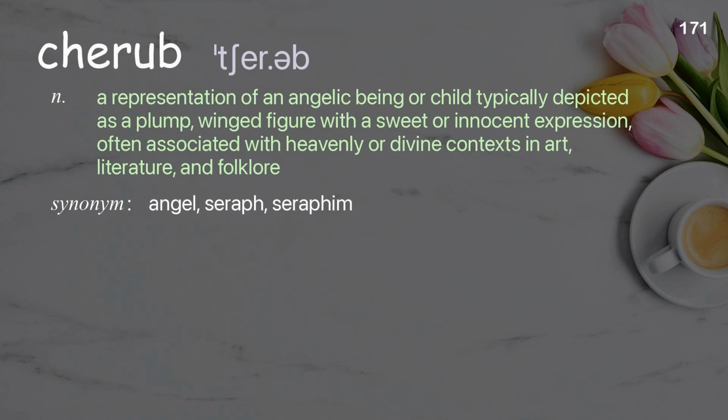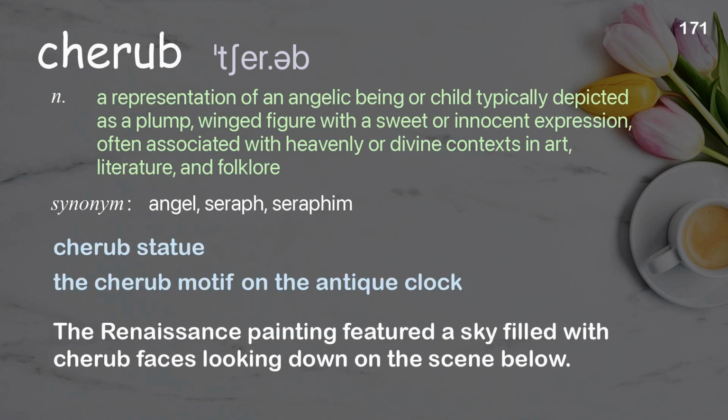Cherub. A representation of an angelic being or child, typically depicted as a plump, winged figure with a sweet or innocent expression, often associated with heavenly or divine contexts in art, literature, and folklore. Examples: Cherub statue. The cherub motif on the antique clock. The Renaissance painting featured a sky filled with cherub faces looking down on the scene below.